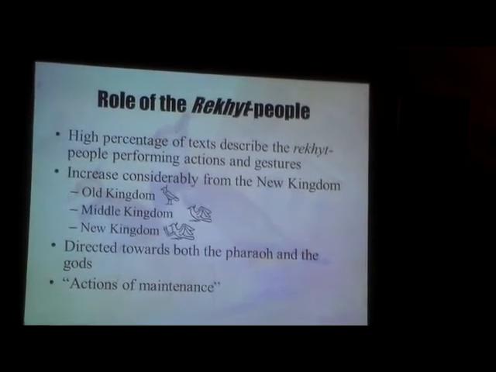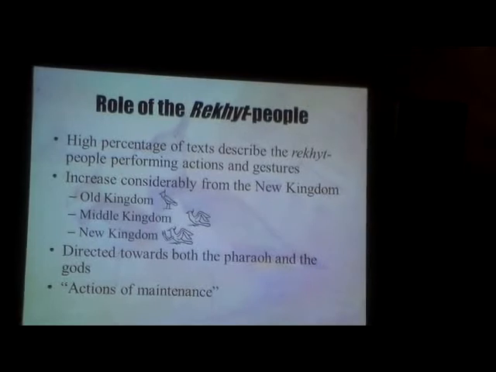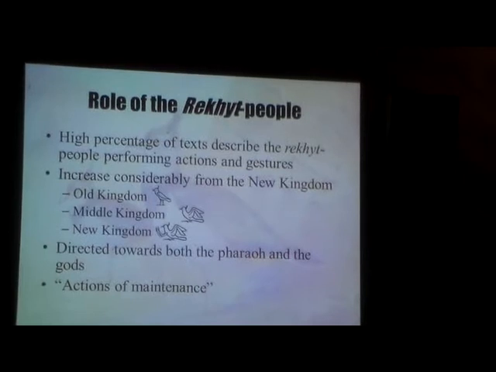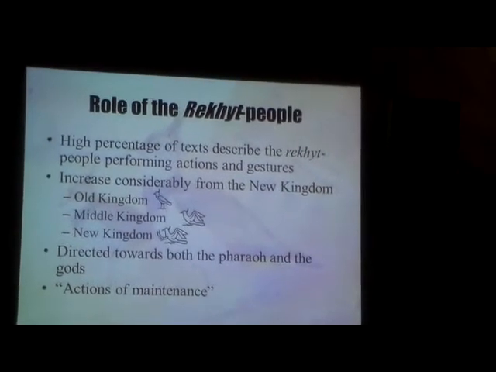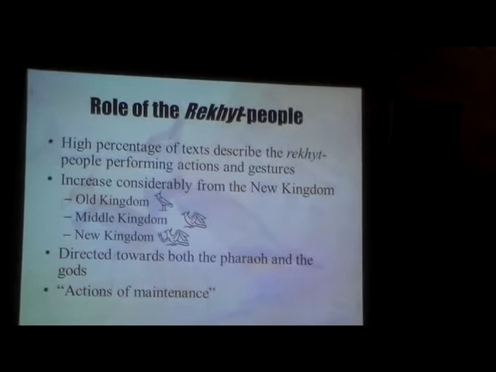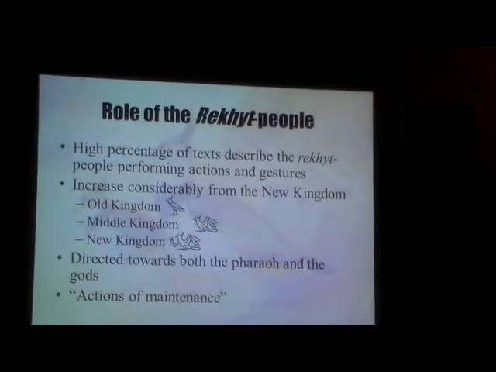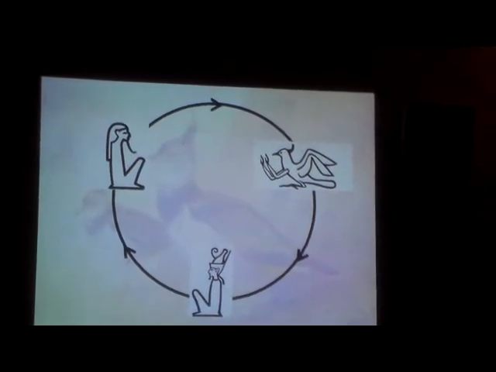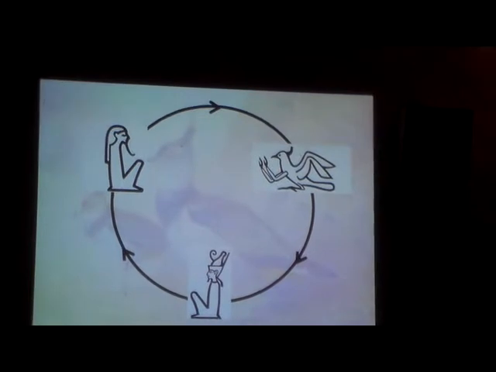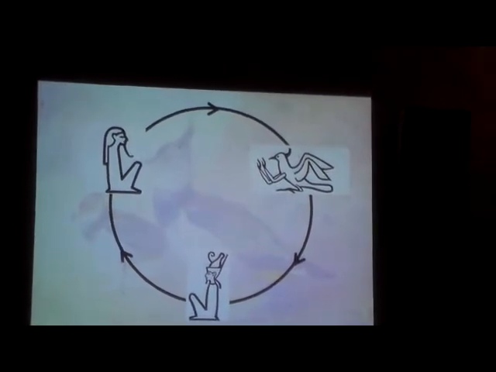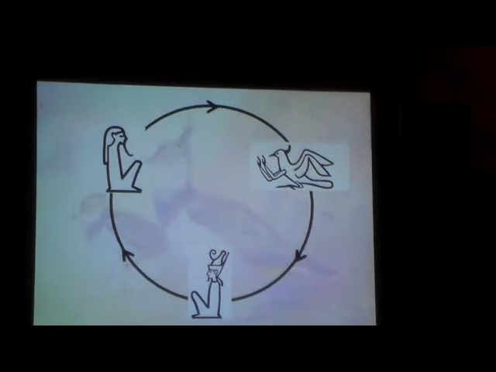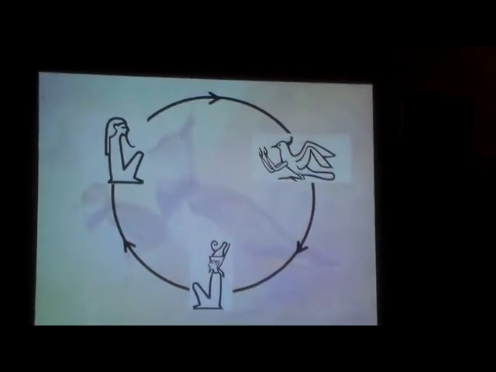I call them actions of maintenance. That is where the rekhyt people perform these actions to the pharaoh, for example, and the pharaoh then in turn performs actions to the gods. So you have this continuous cycle, such as this. The pharaoh makes offerings. The rekhyt people make offerings to the pharaoh. The pharaoh makes offerings to the gods, and the gods ensure that the rekhyt people survive. It's a continuous cycle. It's actions of maintenance. It's maintaining the cosmos, maintaining order.